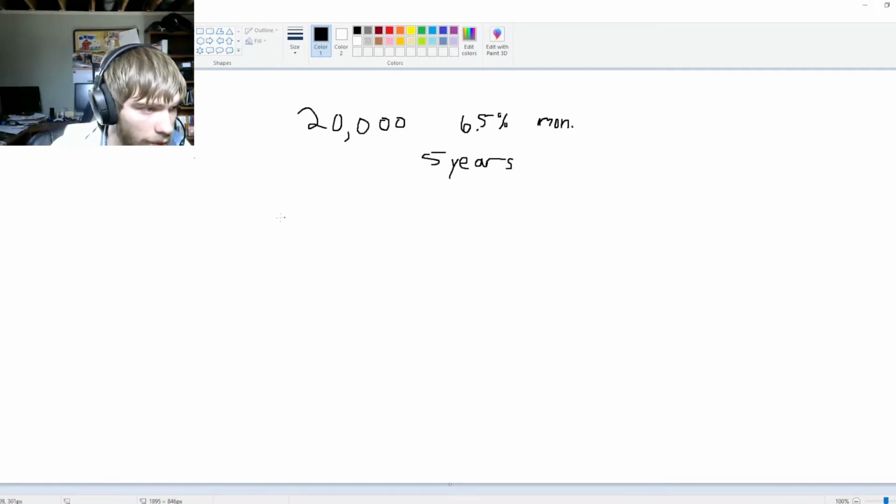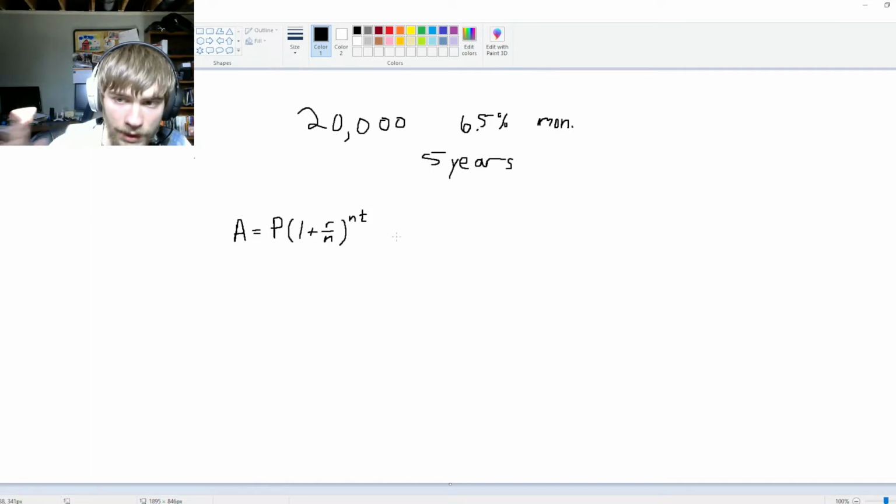So if you remember from previous years, or you've probably done this in math at some point, the formula for compound interest is your total amount of money, call it A, is your principal times the quantity of 1 plus your rate over the number of times it is compounded in a year, close parenthesis, and then to the power of the total number of times it will be compounded.